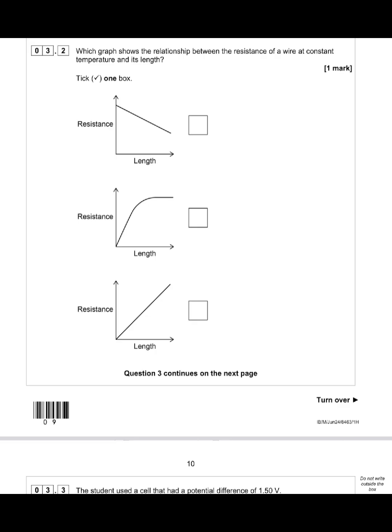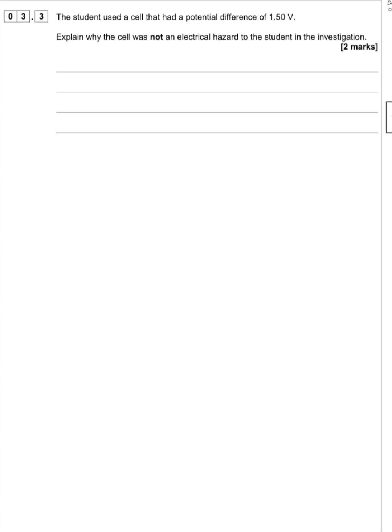So which graph here shows the relationship between the resistance of a wire at constant temperature and its length? The relationship between resistance and length is a directly proportional one. So R is directly proportional to length. For directly proportional, we're looking for a straight line through the origin, and that means the only one that fits is this one here.